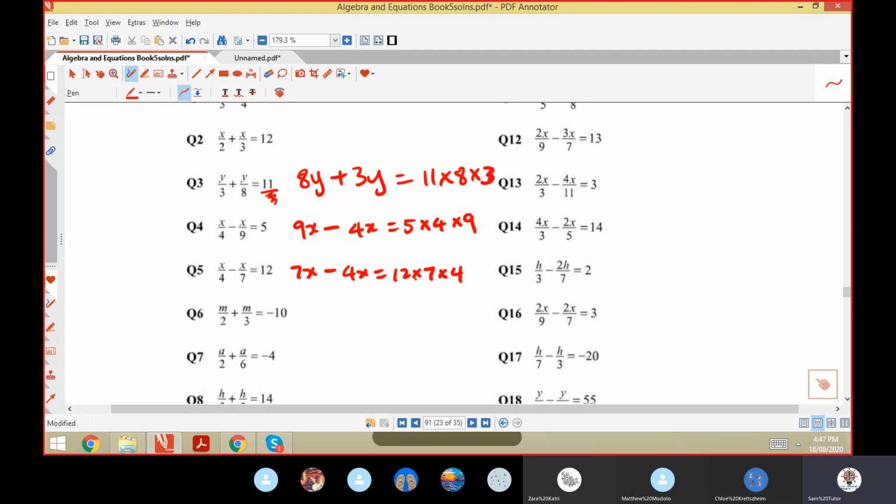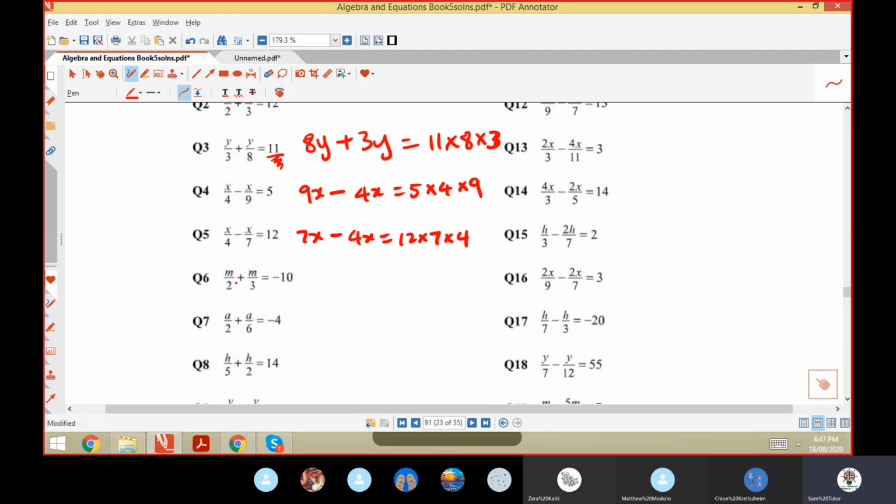See how quick we can do these? No fractions. Hopefully, you guys are never going to be afraid of fractions again. They're simple. I've just showed you a technique to never have fractions. Andrea, question 6. M times 3. So 3m plus 2m equals 10 times 3 times 2. Good job.